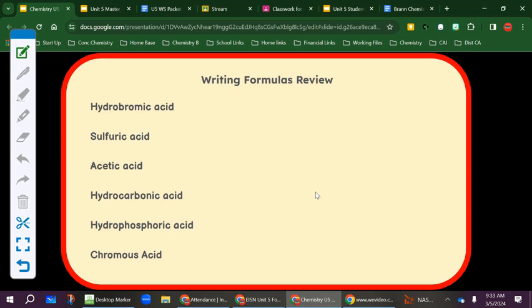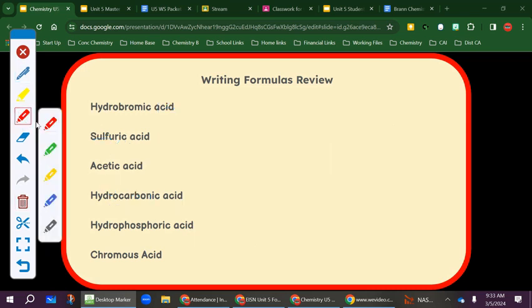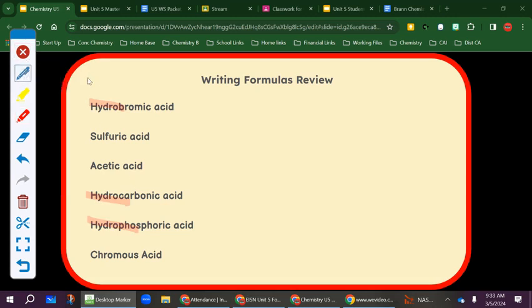All right, ladies and gentlemen, when you do these, the first thing to identify in an acid is whether it is binary or ternary. Once you determine that, it becomes much easier to do the naming process. Binary means there will only be two elements. When it is ternary, that means there will be a polyatomic involved.